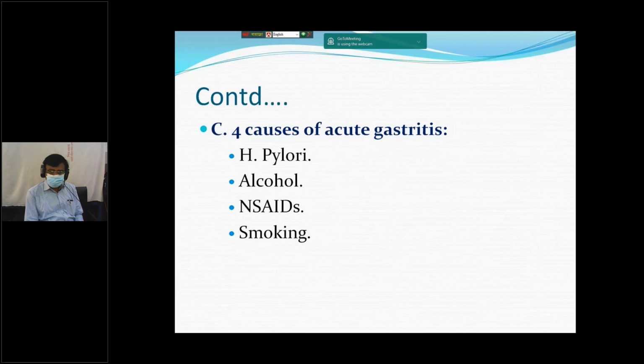Our next question was, tell 4 causes of acute gastritis. The causes of acute gastritis are H. pylori, alcohol, NSAIDs, and smoking, which are the 4 causes of gastritis or gastric erosion in the stomach.